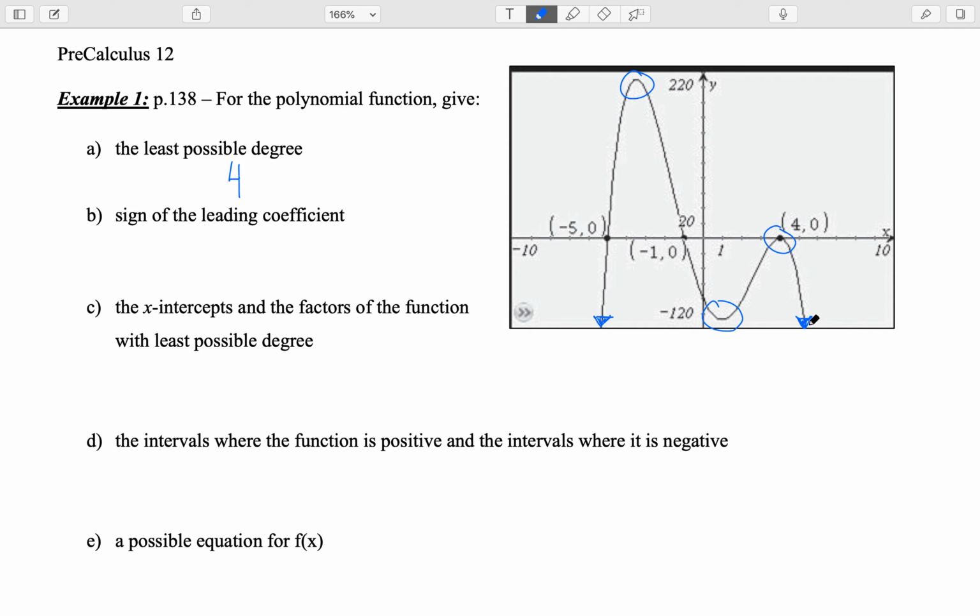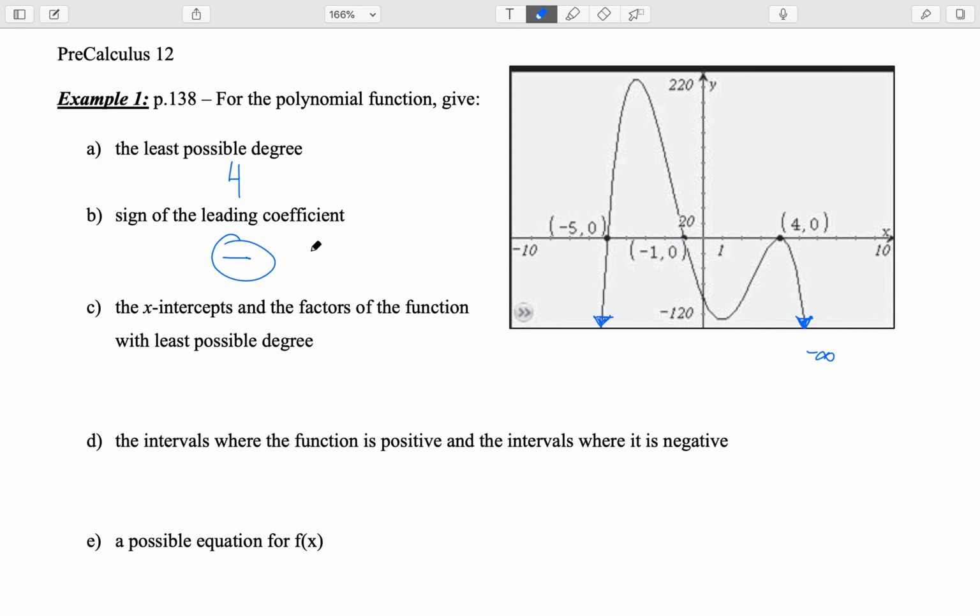Maybe it's 5, probably not, because these are in the same direction. But it could be 6, right? It could be degree 6. I don't know. Depends, who knows. But I know it can't be degree 2. A degree 2 is going to look like a parabola, and this is certainly more complicated than a parabola. So for the sign of the leading coefficient, look at the right-hand side, goes down to negative infinity. It must be negative. It has to be negative. Now, I'm only looking at the right-hand side because it only tells me this.